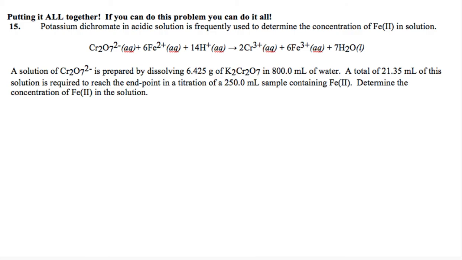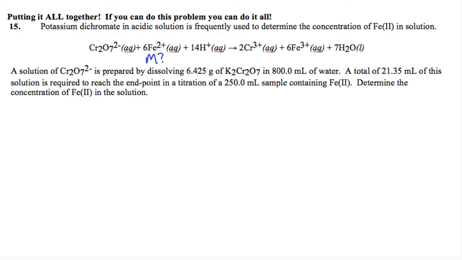So the hard part about this is getting your data organized and trying to figure out what you're looking for. So let's just read it. It gives you an equation. Potassium dichromate in an acidified solution, meaning this H+, is frequently used to determine the concentration of Fe2+, this guy. So that's what we're doing. We're trying to find the concentration of Fe2+.